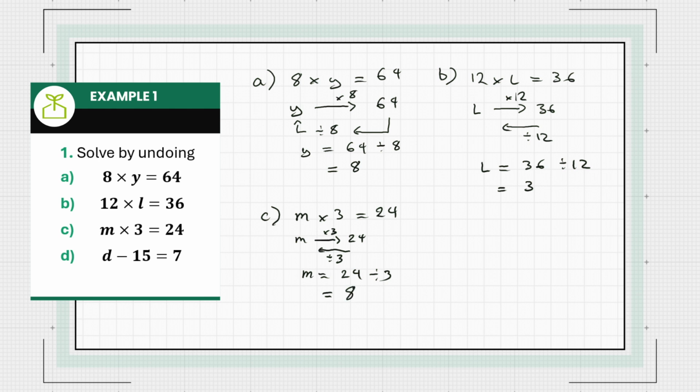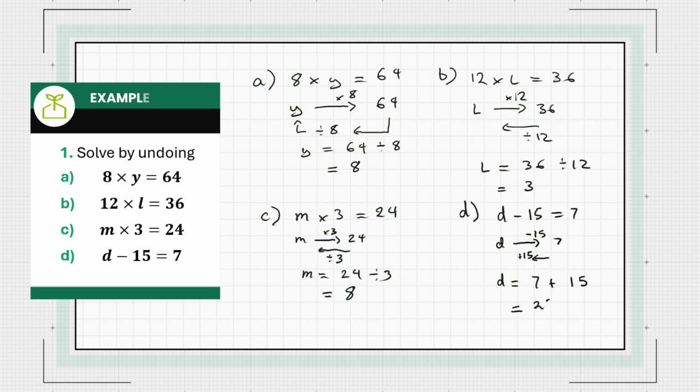Alright, let's look at D. So for D, we have D minus 15 is equal to 7. So we've started at D, and to get to 7, we've taken away 15. So in order to get back to D, we have to add 15. So D is equal to 7 plus 15. Alright, so in this case, D is equal to 22.